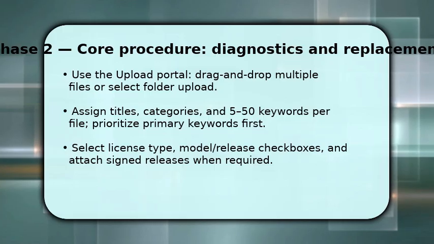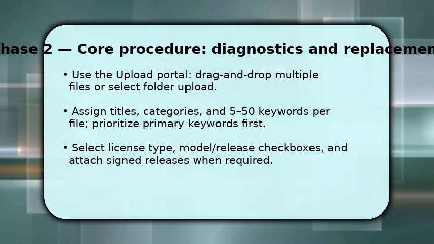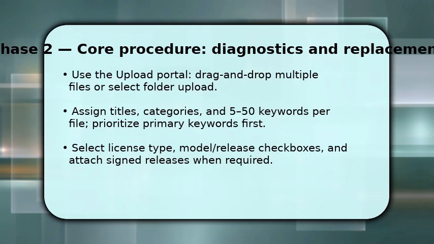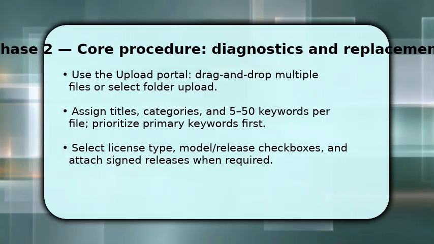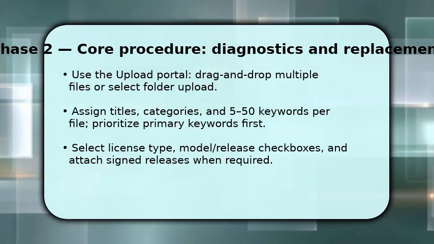Drag and drop or select a folder to queue many images at once. You must add titles, categories, and 5 to 50 keywords per image. Put the most important keywords first to influence search ranking.